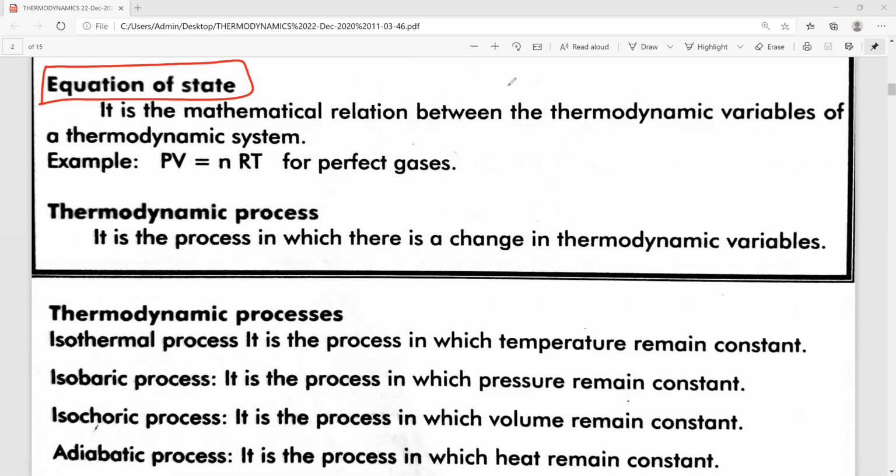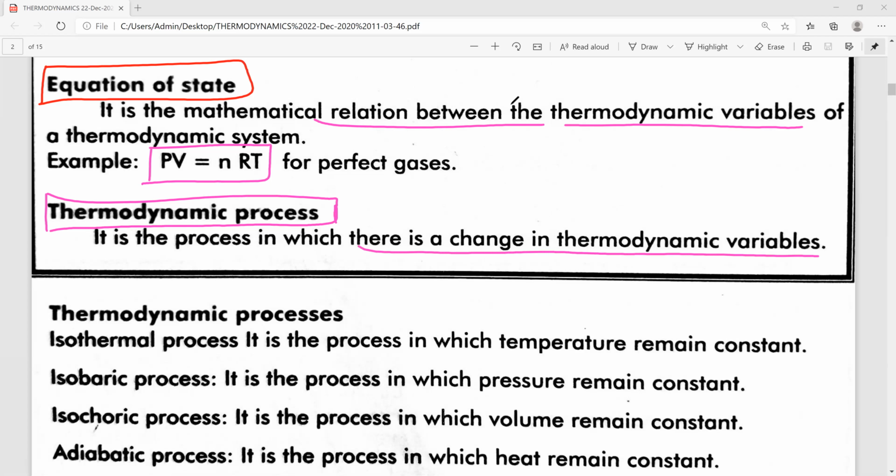So those are what I am going to show here. For the perfect gas equation, the relation between thermodynamical variables is given by PV is equal to nRT. And a thermodynamic process, we come across so many processes. How do we define a thermodynamic process? It is the process in which there is a change in thermodynamic variables. Based on that, we classify thermodynamic processes into the first one, isothermal process, the second one, isobaric process, the third one, isochoric process, and the fourth one, adiabatic process.